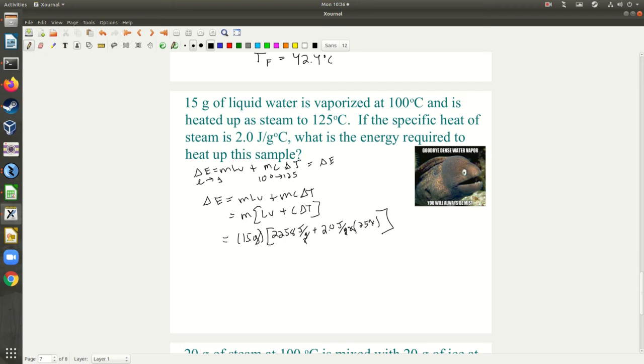Now I'm going to do some calculation. 2258 plus 2 times 25, and then I multiply that by 15, and I get 39,120 joules. Quite a lot of energy. The majority of the energy goes into the phase change, because you're literally changing its structure, and that takes a lot of energy.